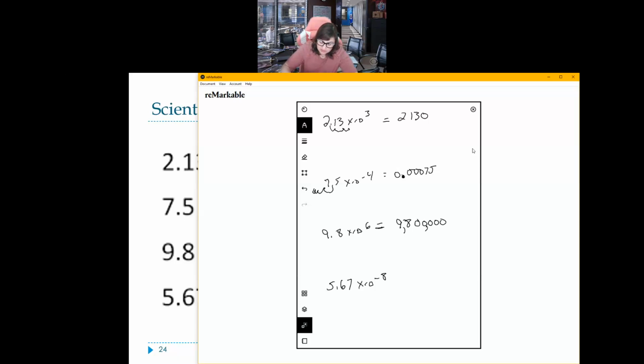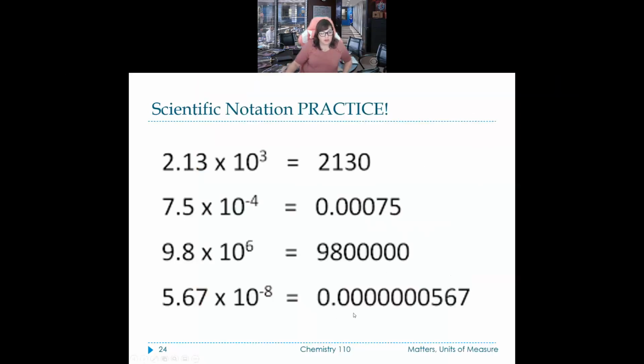And then 5.67 times 10 to the minus 8th. I know that I'm going to move this 1 here. Then I'm going to need 7 decimal places, 7 zeros: 1, 2, 3, 4, 5, 6, 7, then 5, 6, 7. I'm looking at this right here. So that's how I got to all of those things. That's the practice that I wanted you guys to do.